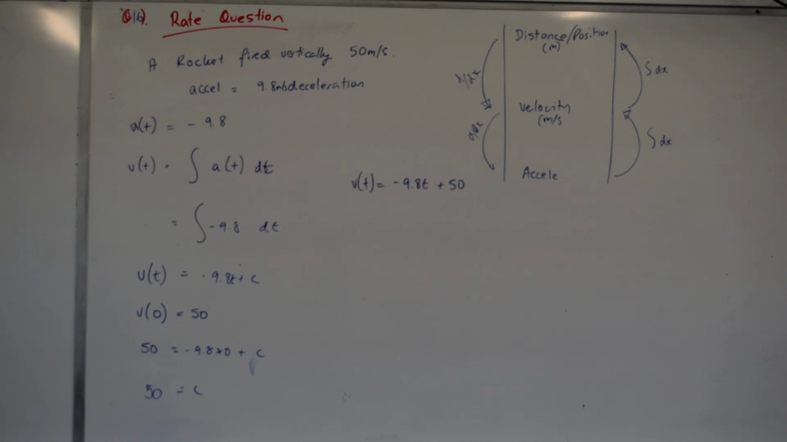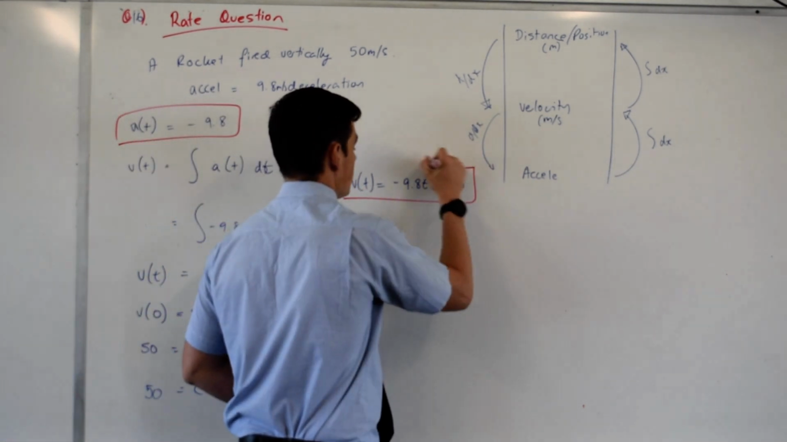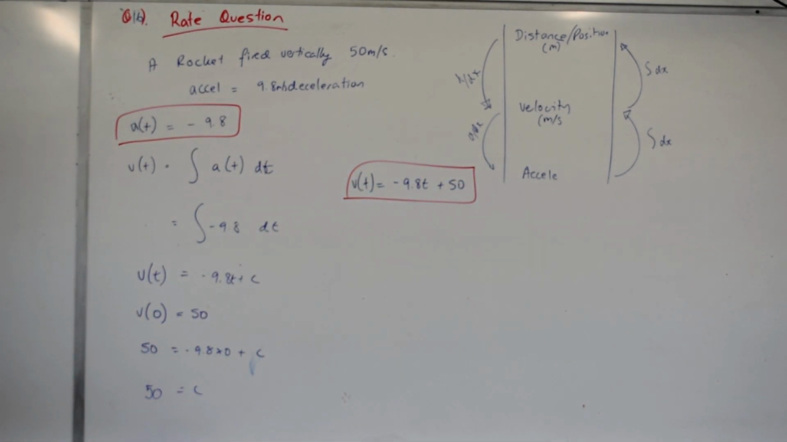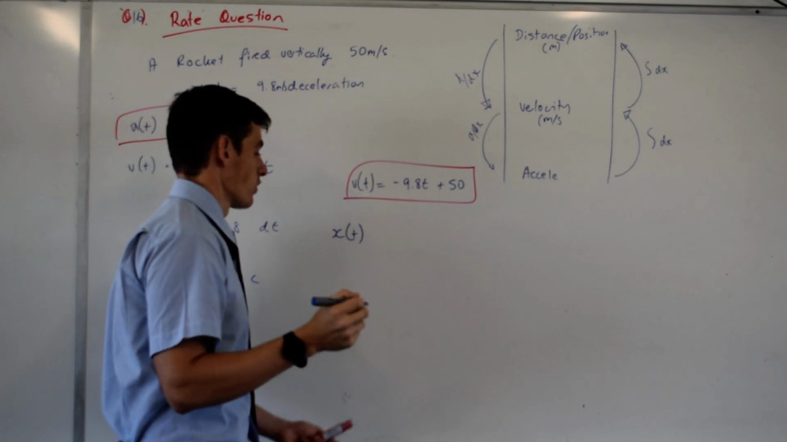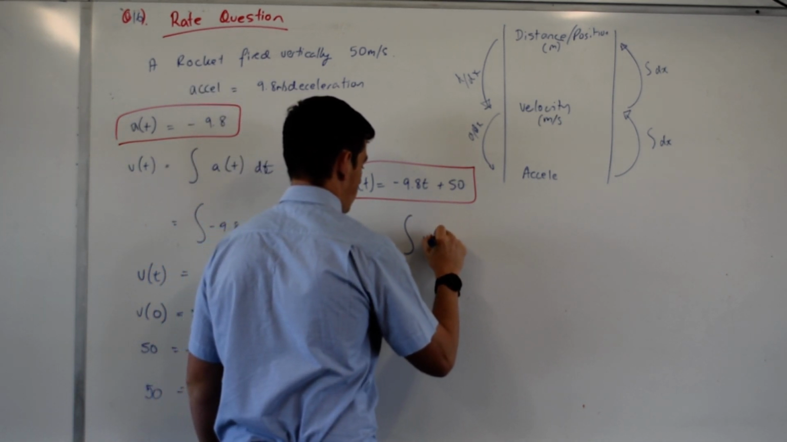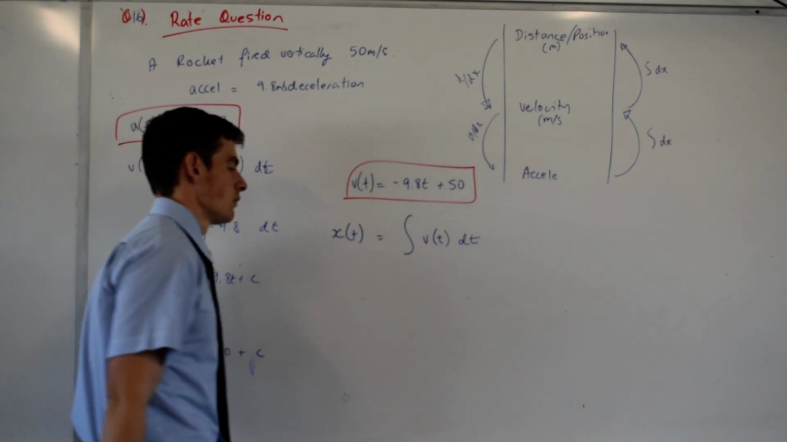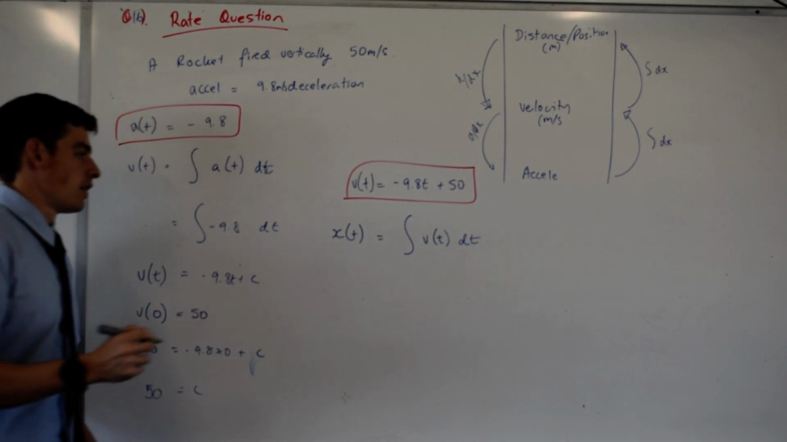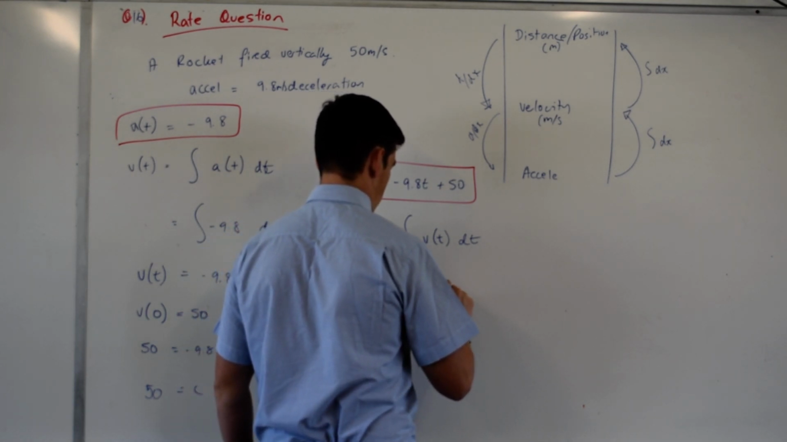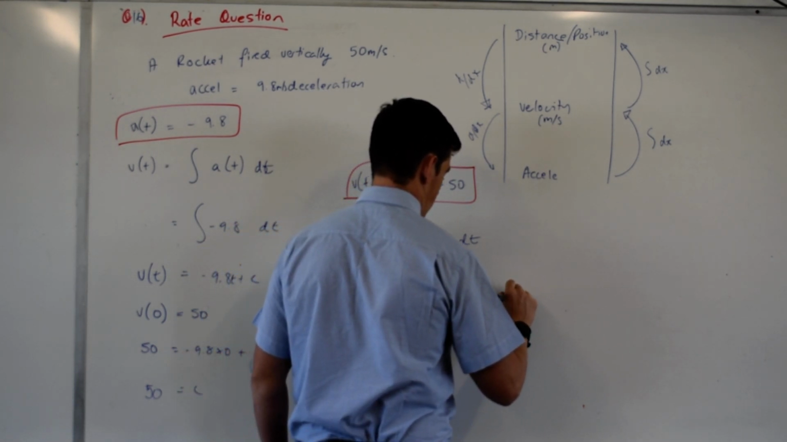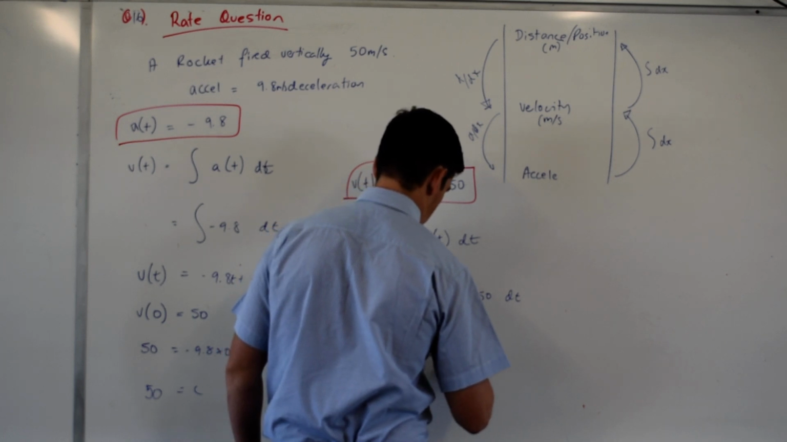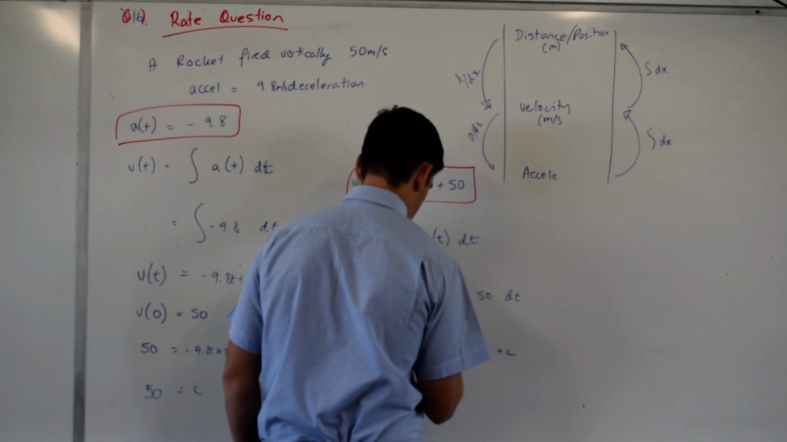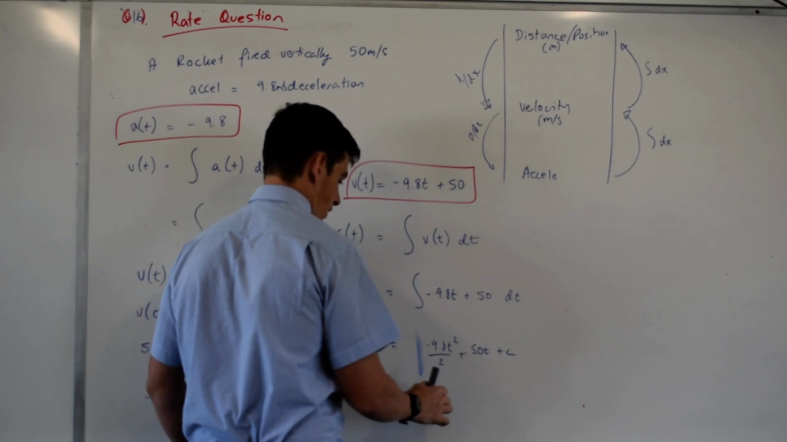I'm going to almost certainly guess the next thing it asks us to do is to find out the displacement equation. Because we've got our acceleration, we've got our velocity. How will we find our displacement? We will integrate our velocity. So you could call it xt or dt or whatever you want to call it. And that will become the integral of negative 9.8t plus 50 dt, which equals negative 9.8 t squared over 2 plus 50t plus c.